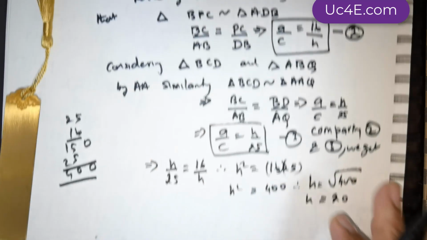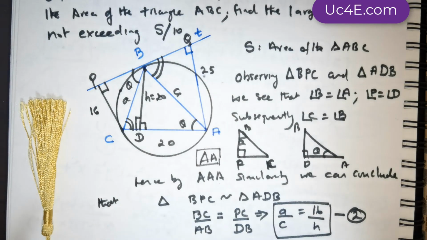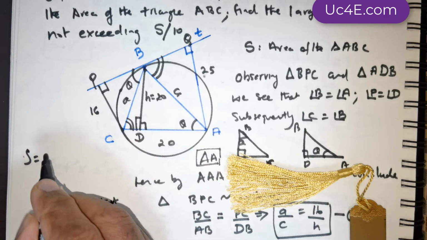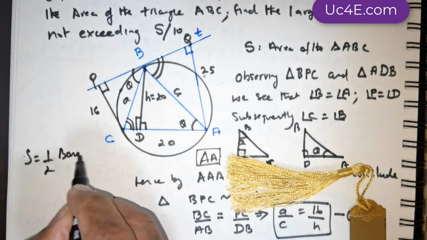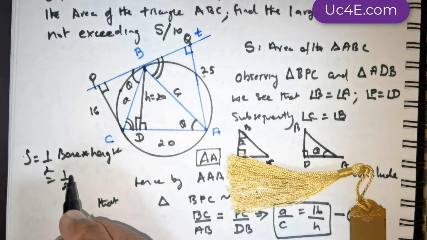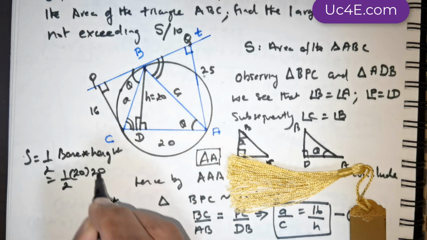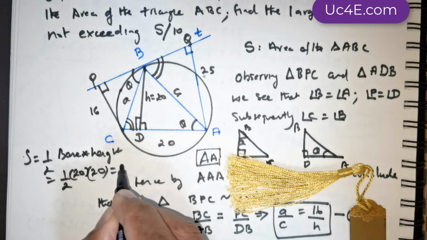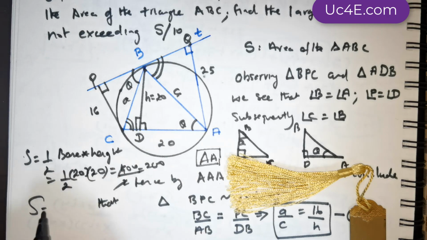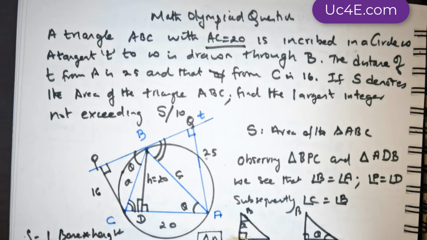Now we have got the value of H, but that isn't the area. H is equal to 20, so we need to get the area S. Area is nothing but half into base into height. So this is half into base 20, height 20, 20 times 20 is 400, divided by 2, that's going to be 200. So S is equal to 200, so we need S divided by 10, you see that?